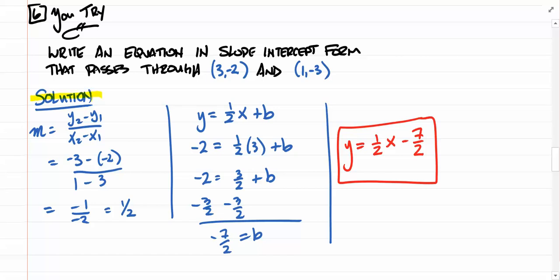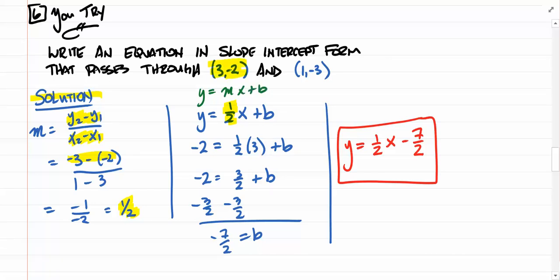The first thing you have to do is calculate the slope. We use the slope formula, y2 minus y1 over x2 minus x1. We plug in our correct values, and we simplify, and we get a positive slope of 1/2. Once we have the slope, we substitute it into the standard form, which of course is y equals mx plus b.